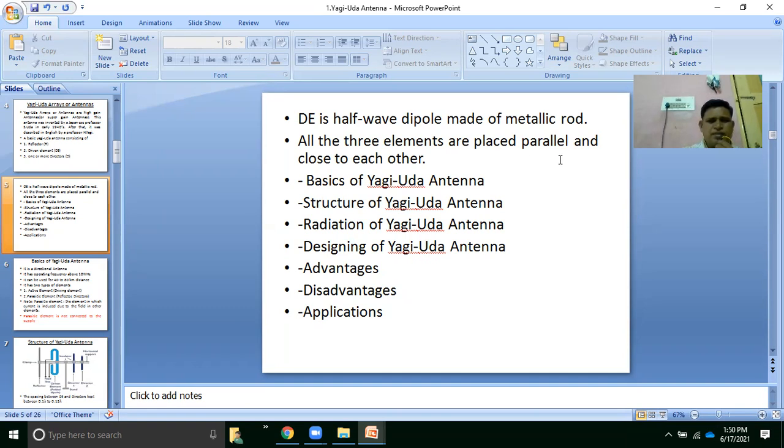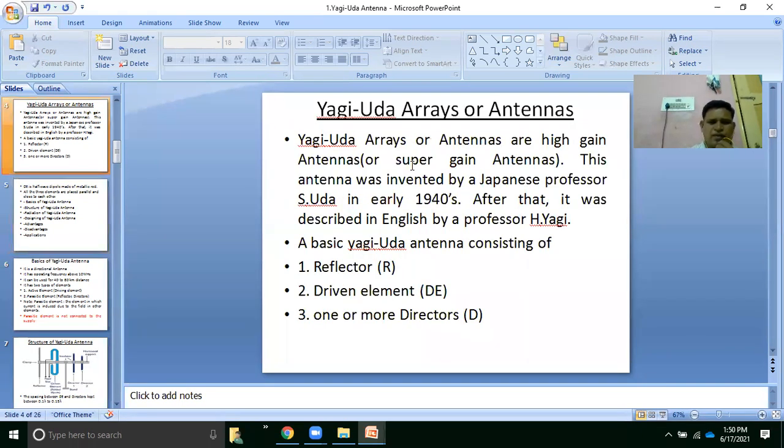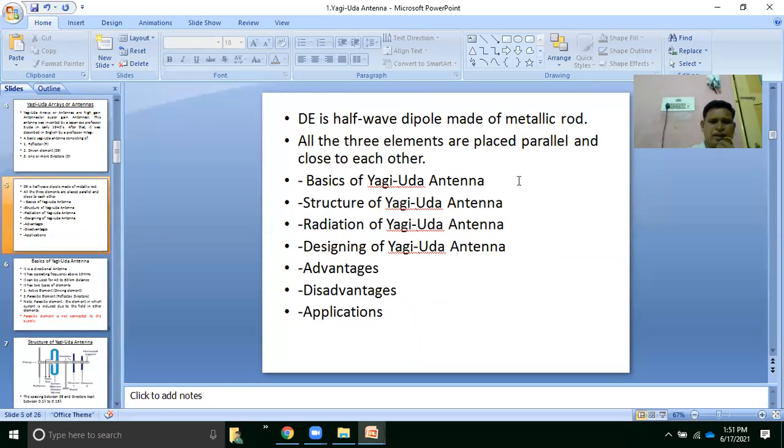All three elements are placed parallel and close to each other. In designing this Yagi-Uda antenna, what are the three elements? One reflector, one driving element, and one or more directors. They are placed parallel and close to each other. Here, first we will study the basics of the Yagi-Uda antenna, the structure of the Yagi-Uda antenna, the radiation of the Yagi-Uda antenna, and the designing of the Yagi-Uda antenna, how to design this antenna. We'll see the advantages, disadvantages, and applications. We'll discuss all these topics. These 7 topics are there. One by one, we'll go through.